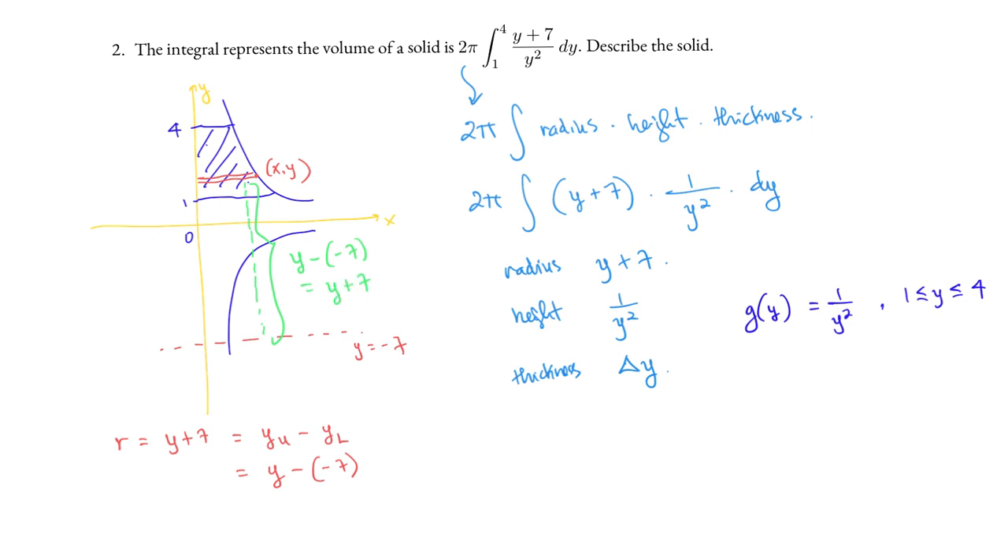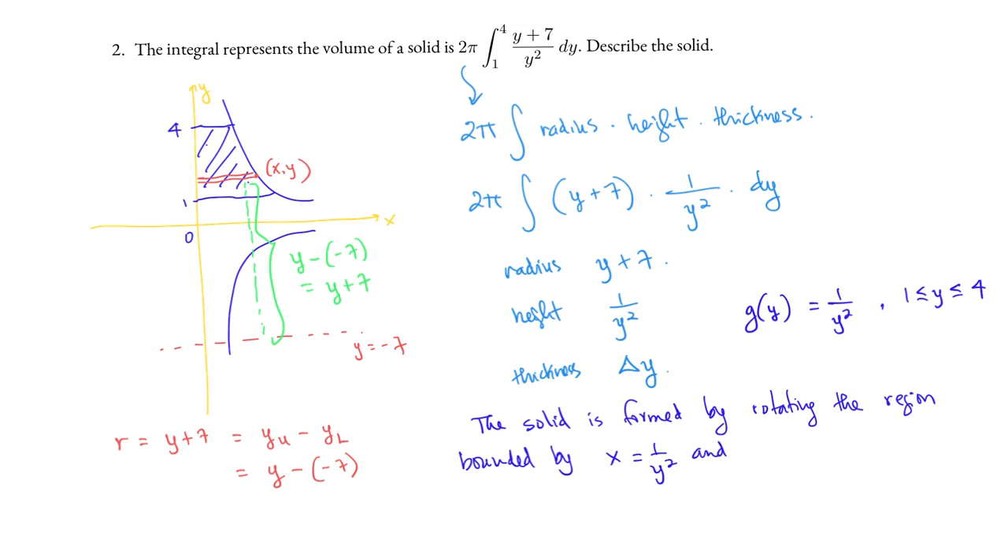which is y plus 7. We can then say that the solid is formed by rotating the region bounded by the curve x equals 1 over y squared, and the y-axis, which is x equals 0, from y equals 1 to y equals 4, about the line y equals -7.